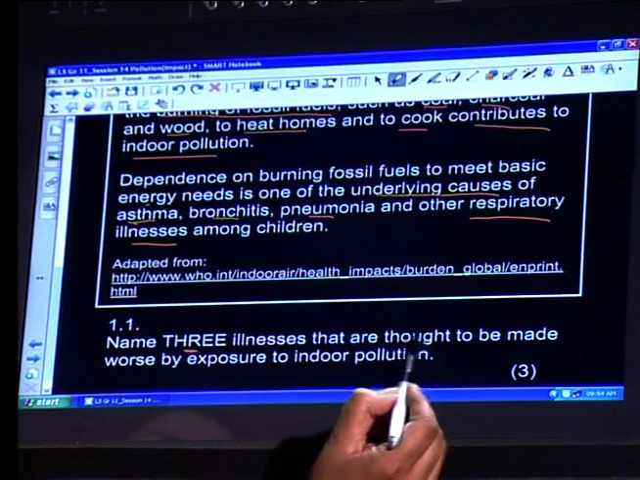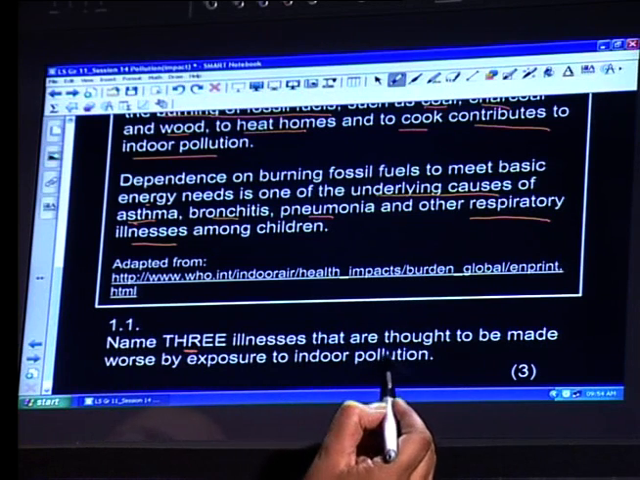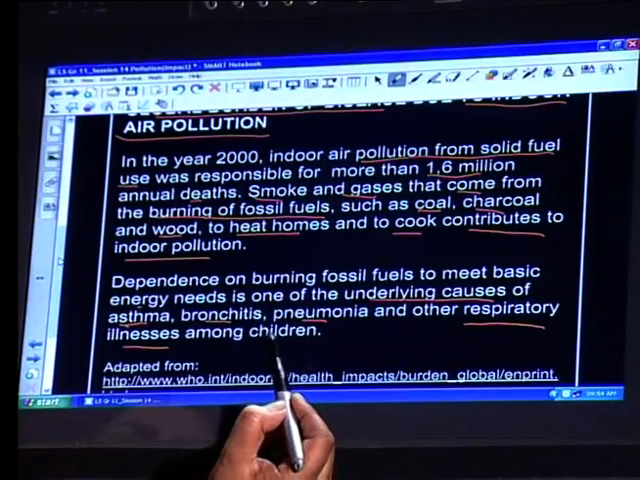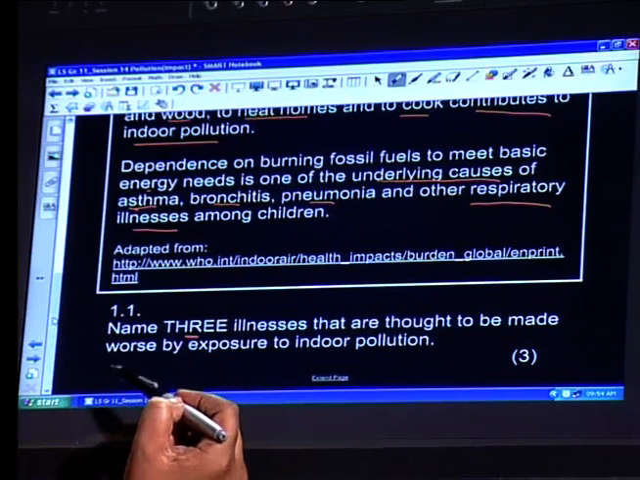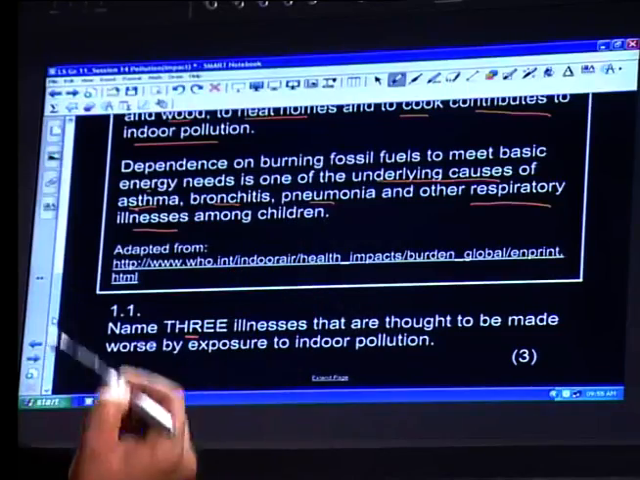Now the first question. Name three illnesses that are thought to be made worse by exposure to indoor pollution. As we've learned earlier, once you know your facts, you apply your facts to that paragraph. You don't just read and not understand. You read, you understand, and then you apply it to the question. Name three illnesses. You first look, do I have any illnesses listed in this paragraph? Yes: asthma, bronchitis, pneumonia. If you take it like that, it will be correct. If you say asthma, bronchitis, emphysema, it's correct. But if you say asthma, bronchitis, dysentery, it will not be correct because that is a waterborne disease. So it is asthma, bronchitis, and pneumonia.